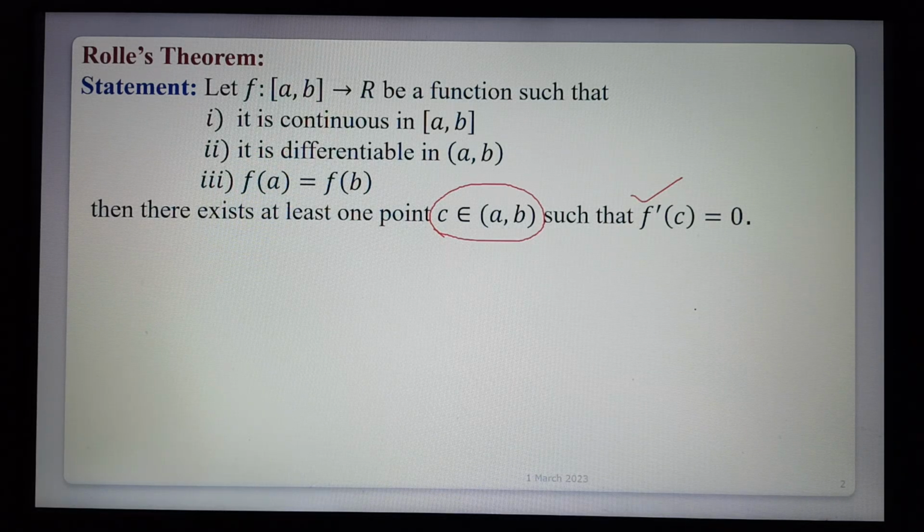That is, a given function f(x) is continuous and differentiable, and the ordinates f(a) and f(b) are both equal. Then we have to find at least one point between a and b. At least means maybe more than one point also exists, such that at that point the derivative is equal to 0. This is the statement of Rolle's theorem.